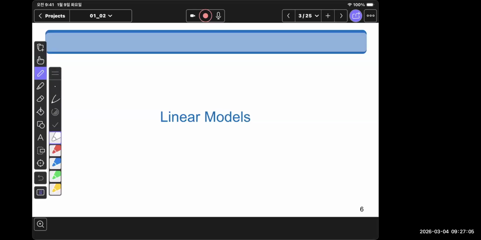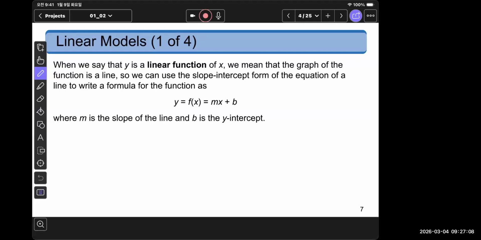Now, in some cases, we say y is a function, but sometimes we call that function a linear function if the function is given by this form. Here, m and b are some constants. So given some fixed numbers m and b, if your function is defined by this type, then we say this function is a linear function of x.